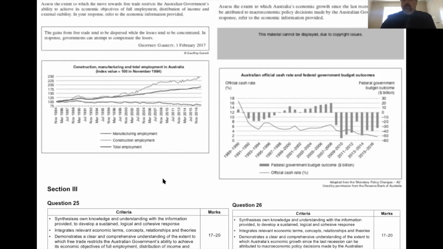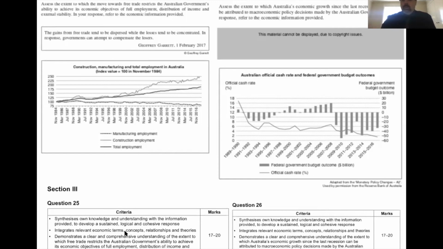Now, when we're looking at the rubric, again, this notion of sustained and logical and integration of this material is pretty important. Our marking criteria down the bottom, if we look at 25 first, you'll see these words a lot. You can see the language is identical. The only thing that's changed is the aspect of the question. So this synthesis, that's really detailed analysis and understanding of the information provided. So we talked about integration and clear, detailed integration. That's what the synthesis is.